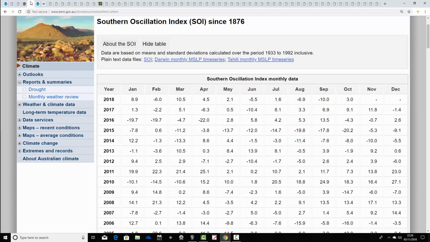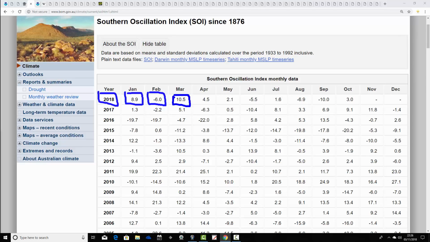These are the monthly SOI numbers from the Bureau of Meteorology. You can go right way back to 1876, can you believe, with the SOI. I won't do that for this update, don't worry. But what we can see is that for 2018, that's the year we're interested in, it's been quite interesting. We start obviously with the La Nina at the beginning of the year, the SOI reflects that, it's positive, plus 8.9. Then February goes really quite negative, -6.0.